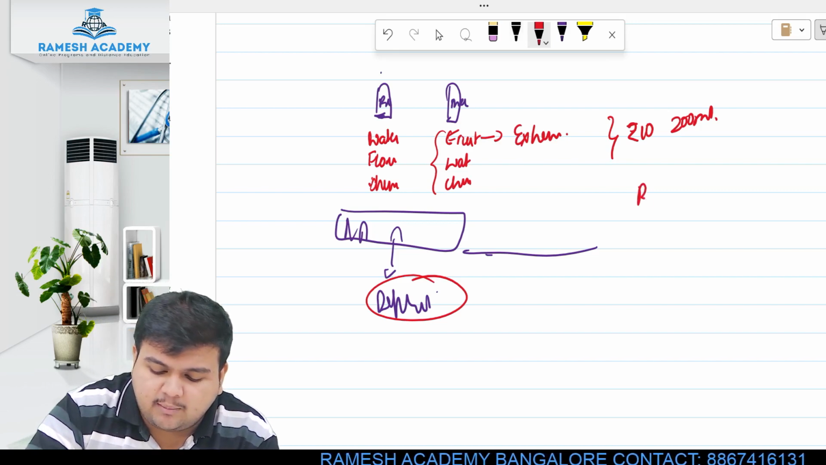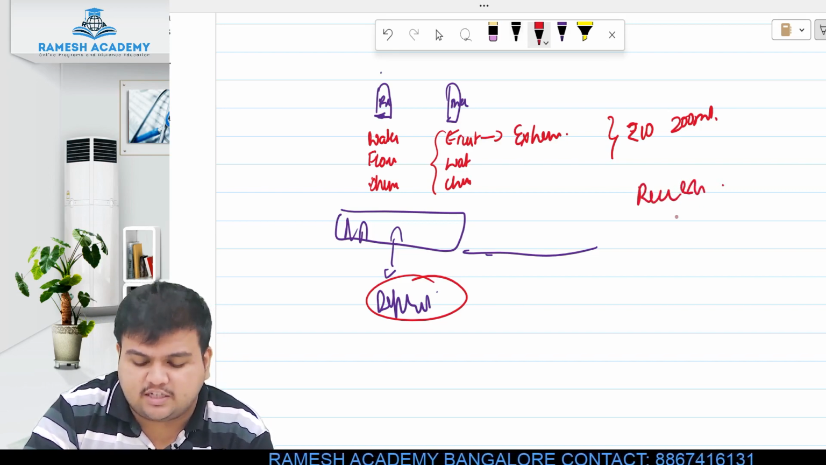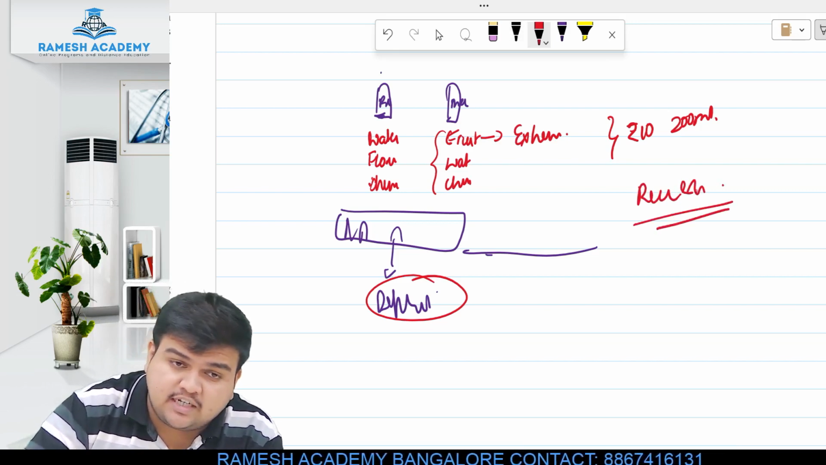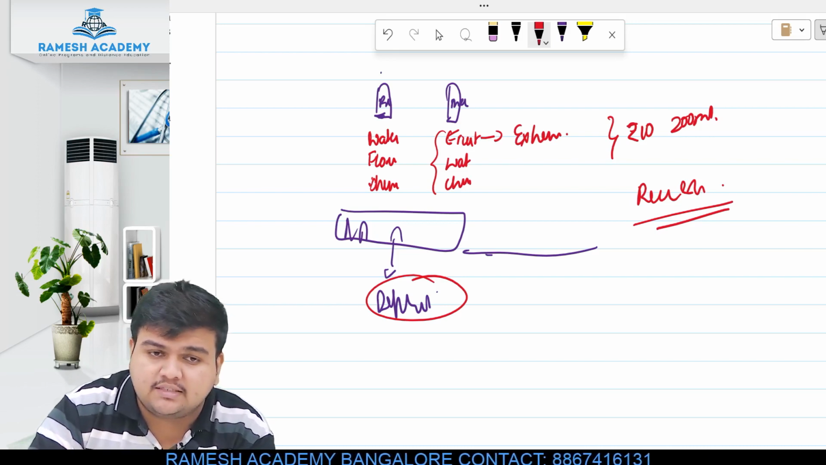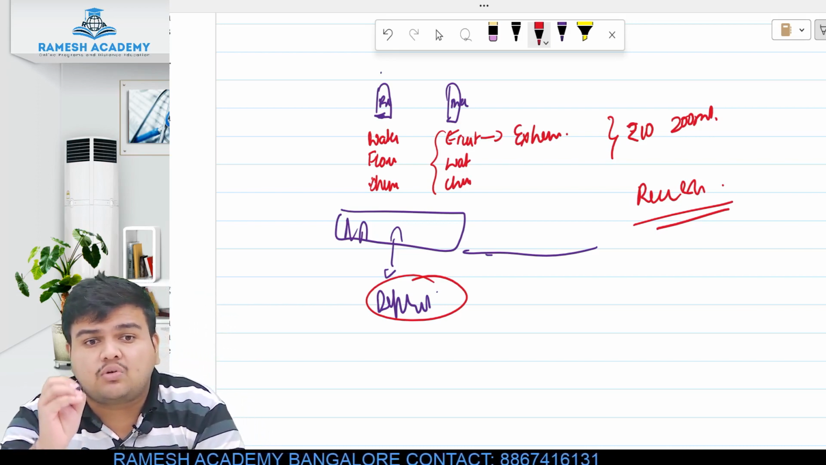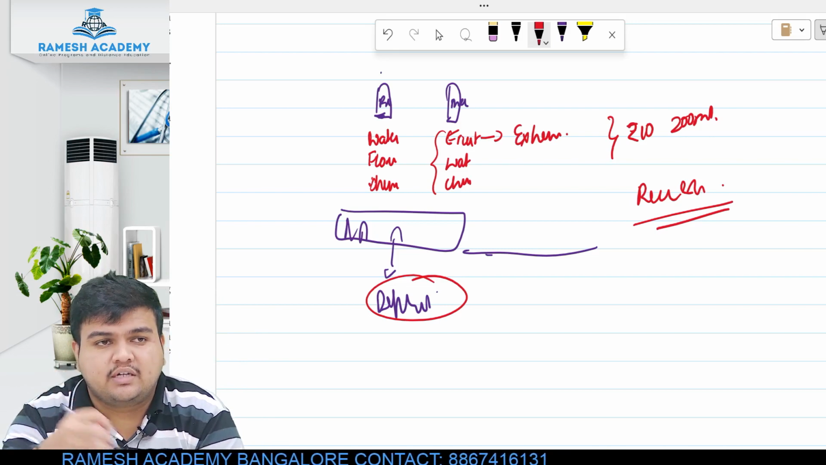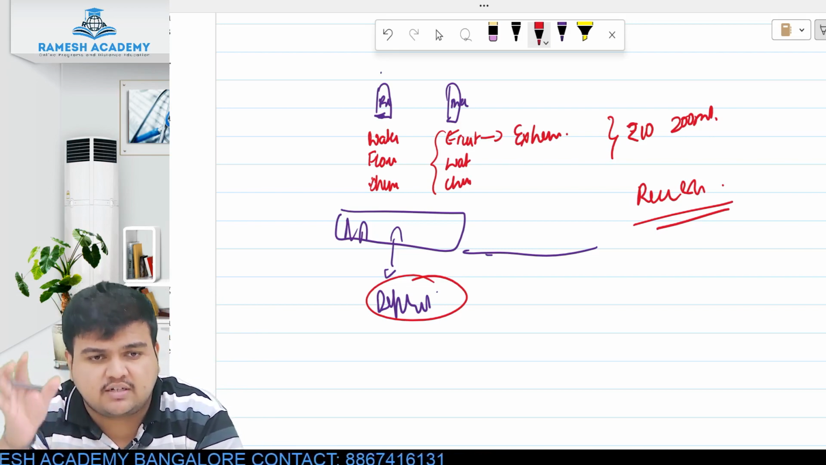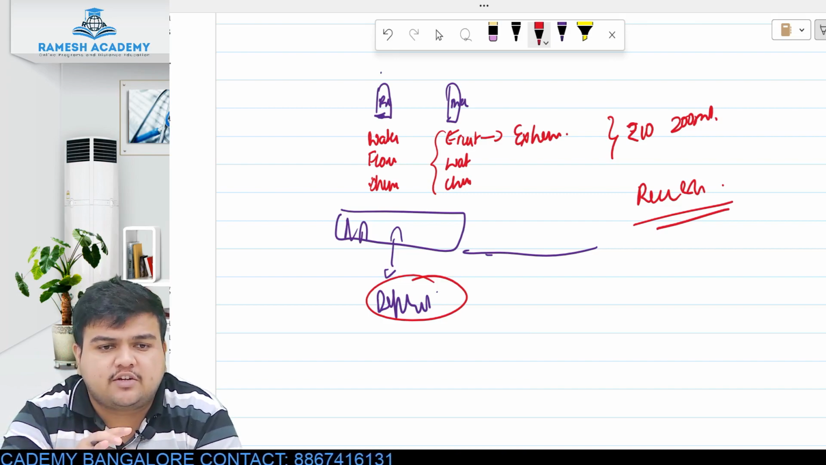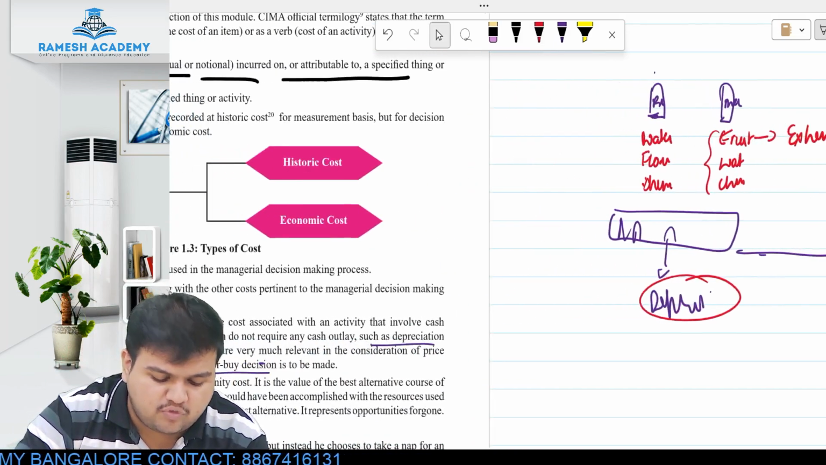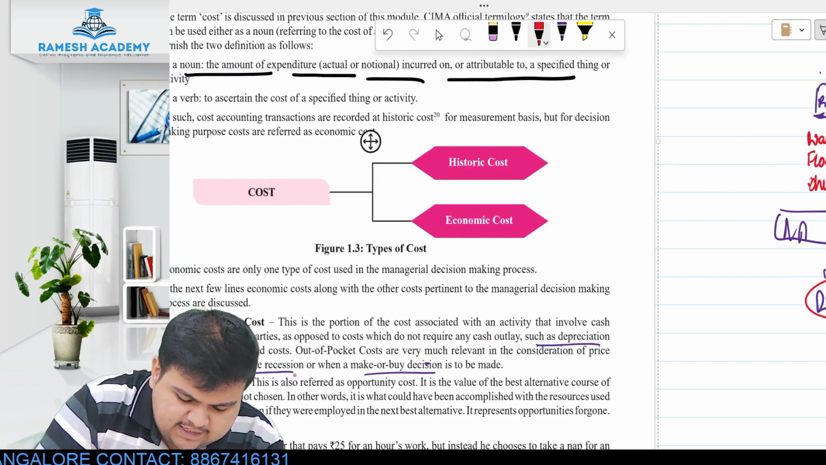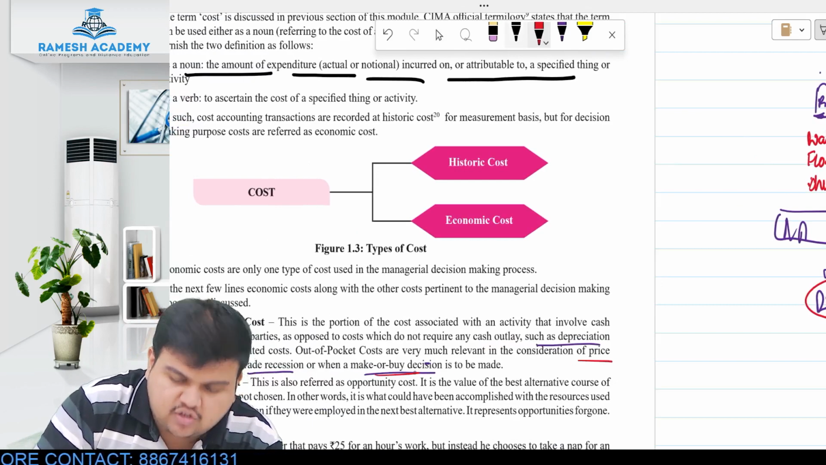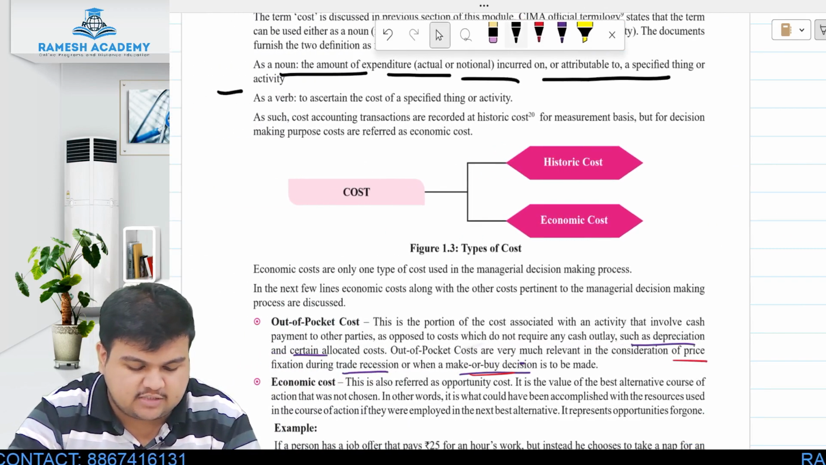During a recession, why are out of pocket expenses important? Because at that time you should at least be able to fix a price such that you recover the out of pocket expenses. It's fine if you don't recover the depreciation, but at least the minimum price you need to set during trade recession or recession in the economy must account for out of pocket expenses. So for trade recession, price fixation and make or buy decisions, you need out of pocket expenses.